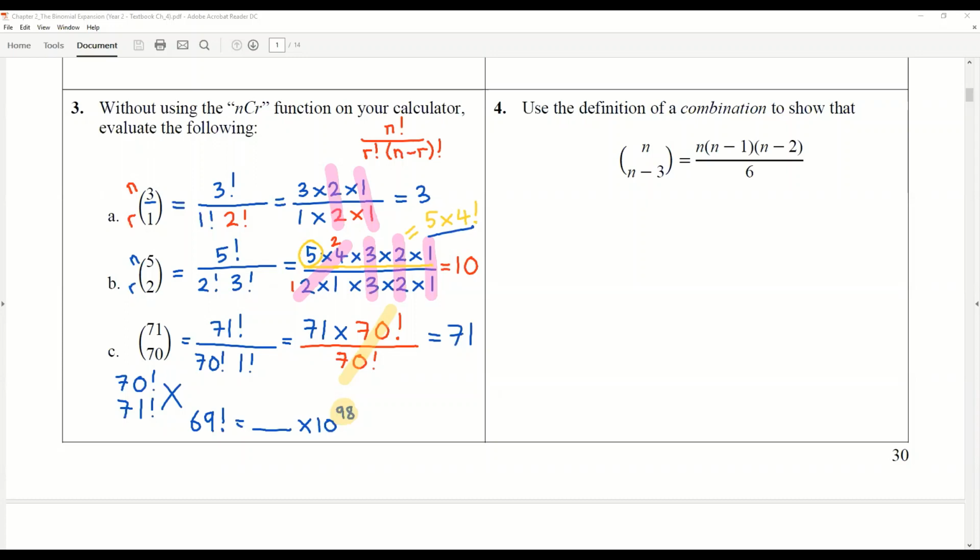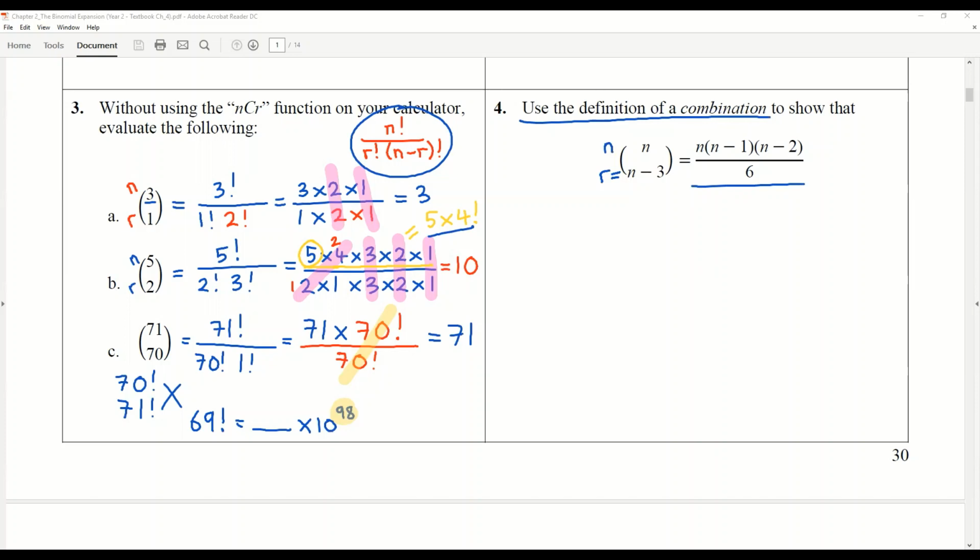Great. Now, let's have a look at an algebraic version of what we've just done. So we're progressing quickly here. We've been told in question 4 to use the definition of a combination and show that n choose n subtract 3 is what you have on the right-hand side. Well, the definition's here. So I just have to write down what my n and my r are. Well, this is n. Obviously, n is n. But my r is now n subtract 3. So if I sub everything into the definition, hopefully this expression will fall out of it.